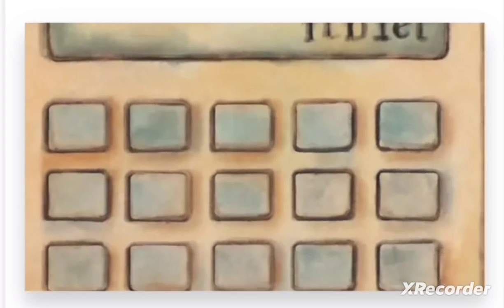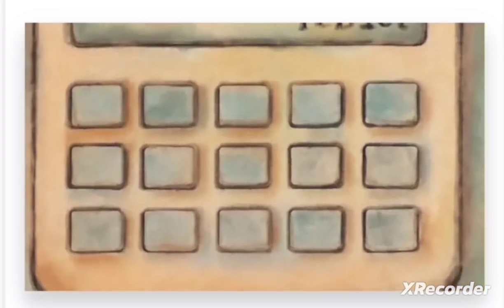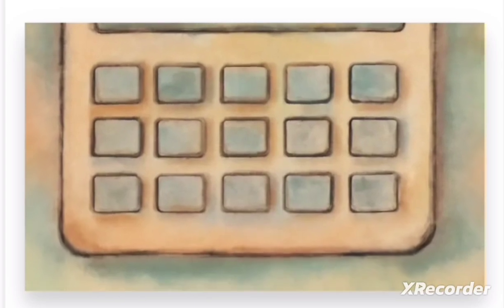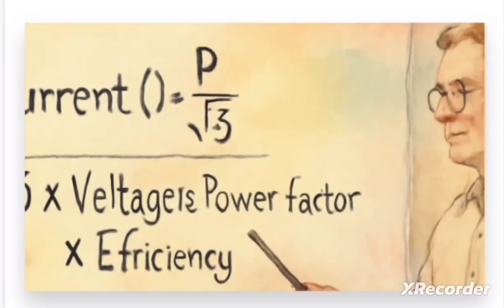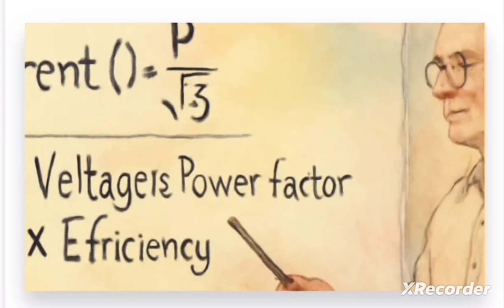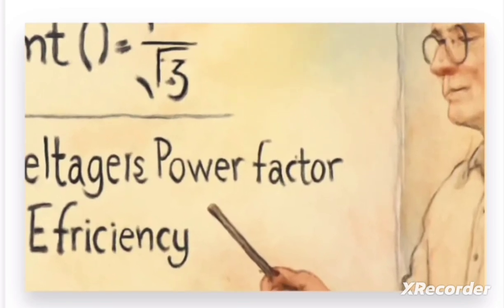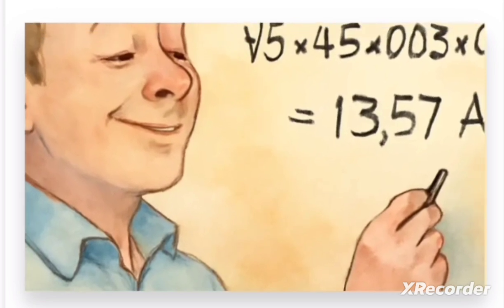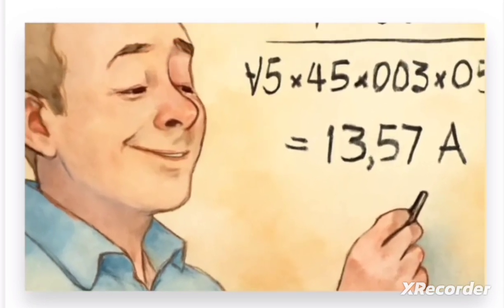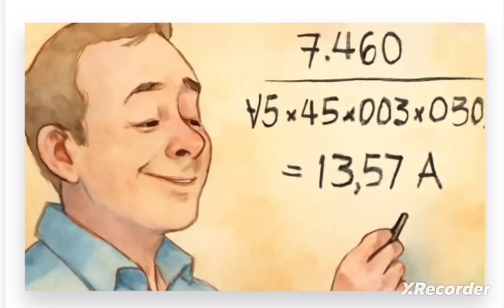Next, we'll calculate the current using the formula, P divided by the square root of 3 times voltage times power factor times efficiency. Putting our values into this equation, we get 460 divided by the square root of 3 times 415 volts times 0.85 power factor times 0.9 efficiency. This calculation gives us a current of 57 amperes.